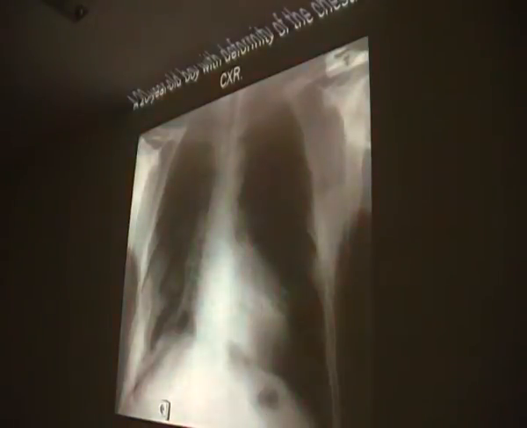So what is the obvious thing you can see? The ribs here, right? What I want to show you here is the remodeling of the ribs over here. The remodeling here.